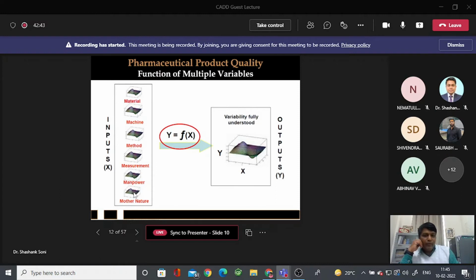These are the input variables. Y is the output variable. Y is the function of X. And what are these output variables? These are fully understood variables. We know them, for example for tablets: disintegration time, dissolution, friability, weight variation, uniformity of content, and so on. These are the very well understood variables. Why? These are output variables.